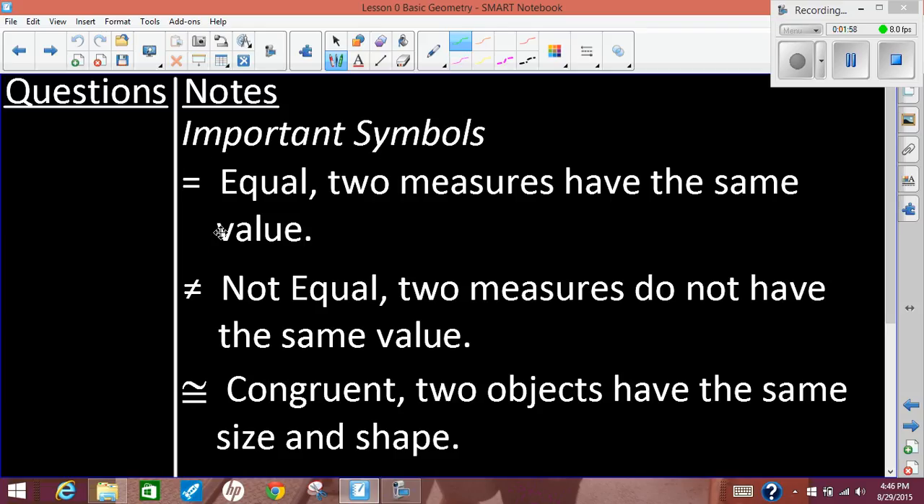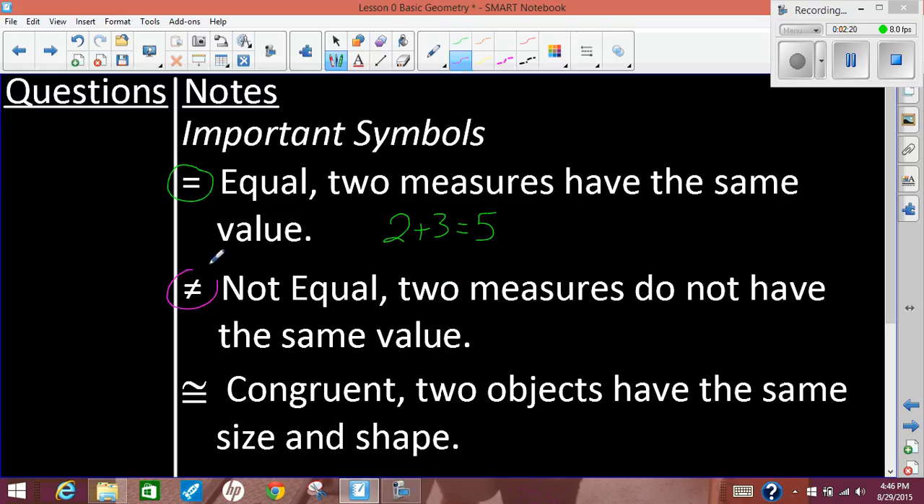So we have three symbols here. Two of them I think you should be familiar with. Maybe you would be with the other as well. Geometry is not just about shapes. We do talk about numbers and have equations. So we're going to need to talk about equality. Two things are equal if they have the same value. So for example, 2 plus 3 is equal to 5.